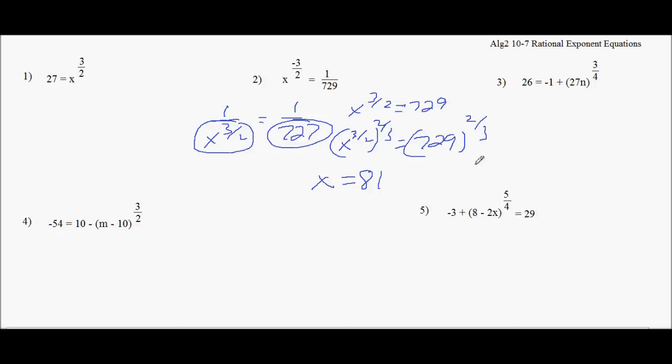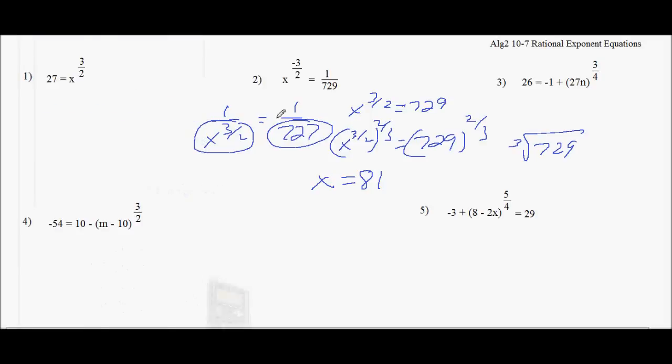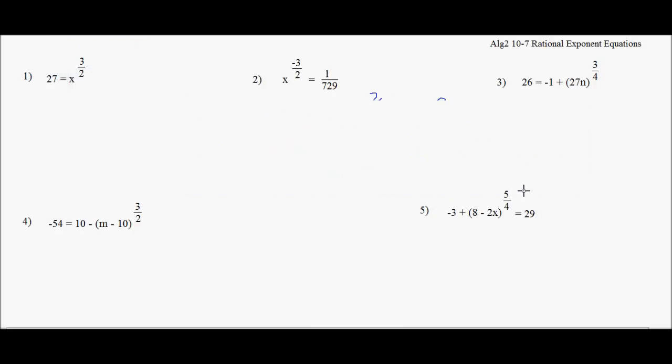So the third root of 729, what's the third root of 729? 9 probably. So we could just check 9 times 9 times 9. Ooh, 729, imagine that. And then you square 9, and you get 81. Okay, so that's that one. So you can see the pattern developing here.